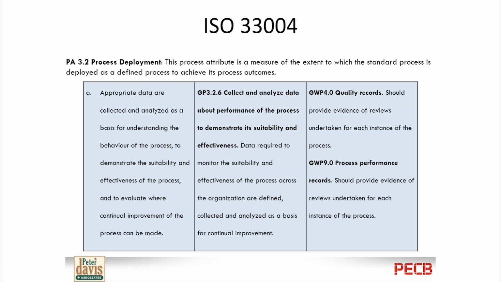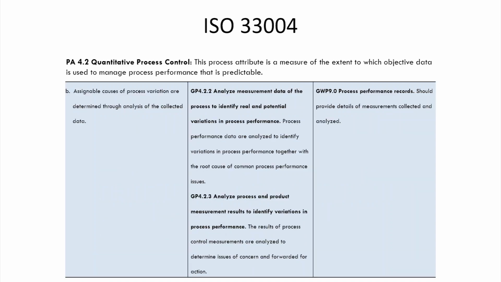We're getting more and more into quantitative assessment, especially when we talk about quantitative process control. You need to start gathering data, and that data needs to be analyzed to identify variations, right? So again, we have our standard performance, our mean, our average, but we're going to see some variations around that average, and we have to decide what that is. And again, we look for the root cause of the common process performance issues. Then the results of the process control are analyzed to determine the issues of concern and forwarded for action.